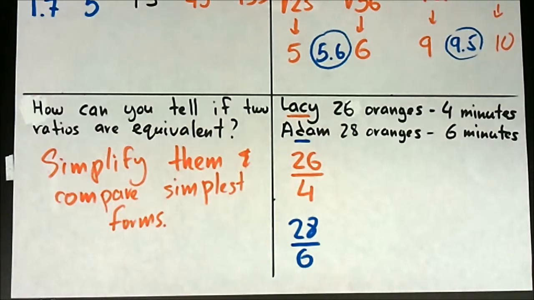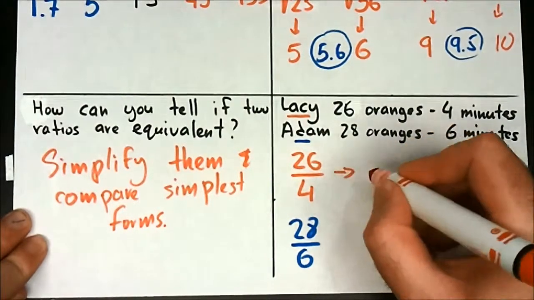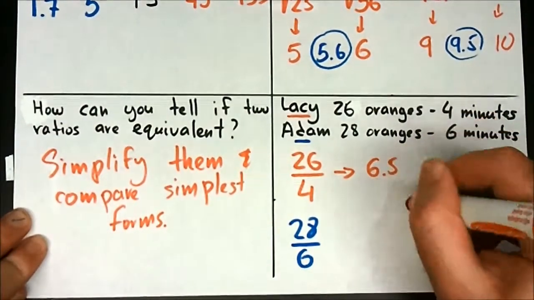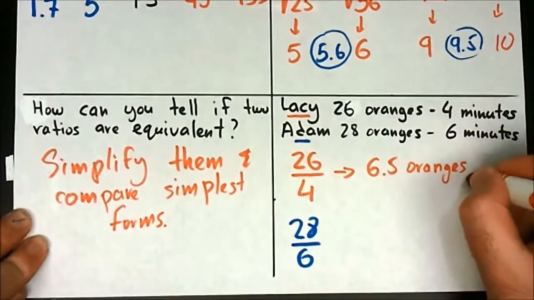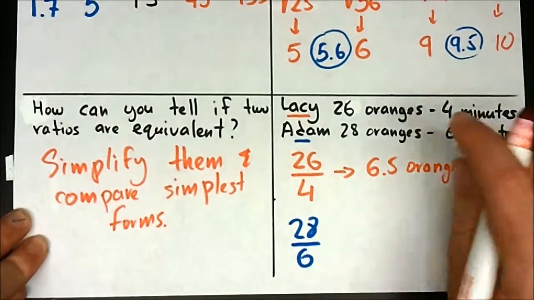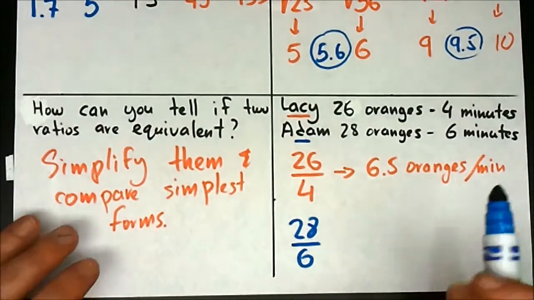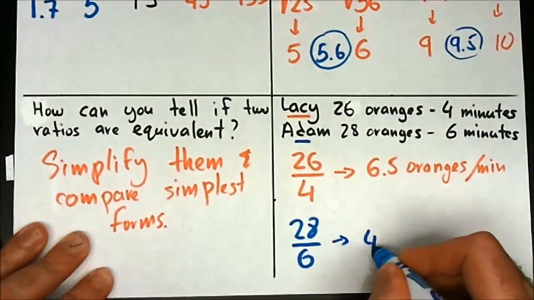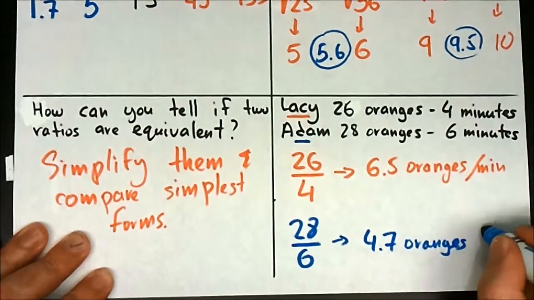Well, 26 divided by 4, if you did it through long division, is 6.5, in this case oranges, per minute. And if you were to do long division on 28 divided by 6, you would get 4.67, or 4.7, depending on how you round this. Let's just round this to 4.7 oranges per minute.